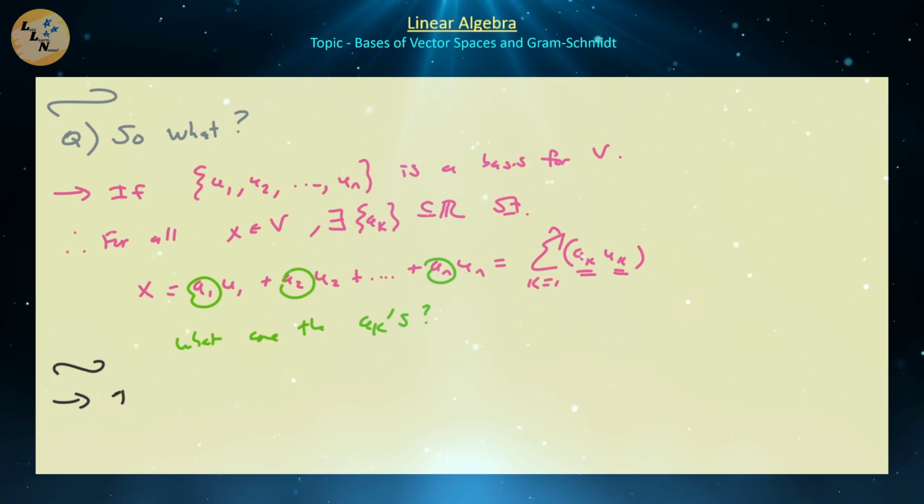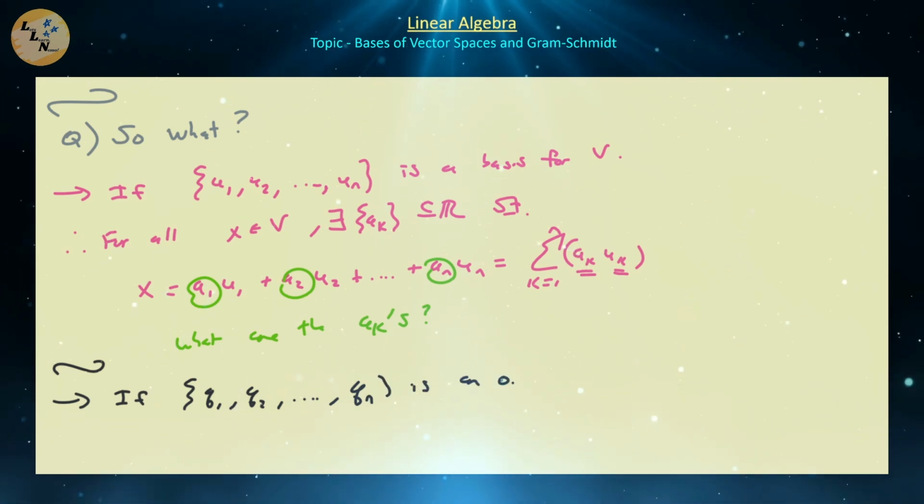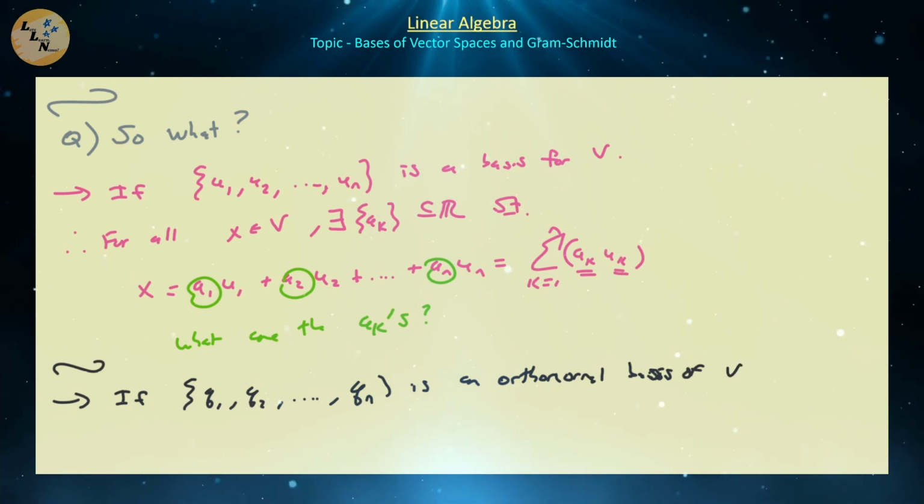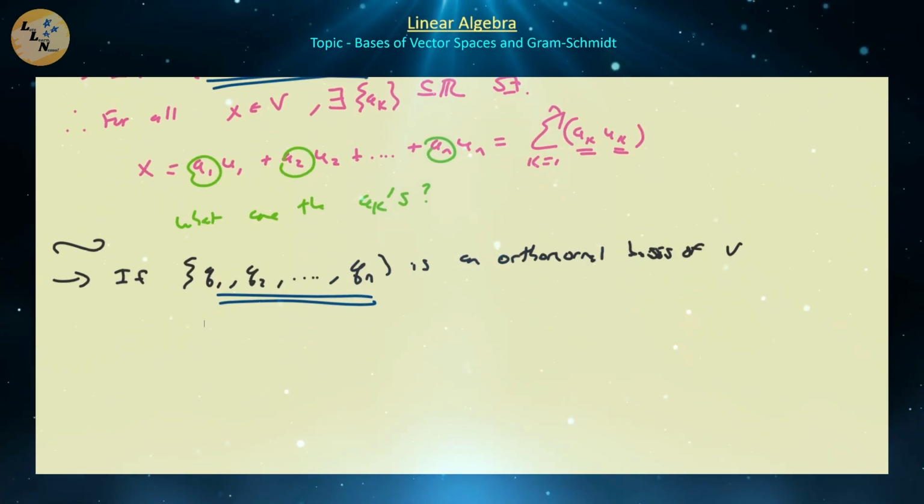Right, now let's assume instead that Q1, Q2 down to Qn is an orthonormal basis of V. And technically, these could be transformations of one another. For example, we can always transform this set into this set via the Gram-Schmidt process, so that's not a big issue. So let's assume that Q1, Q2, and Qn are the results of the Gram-Schmidt, and in particular is an orthonormal basis of V.